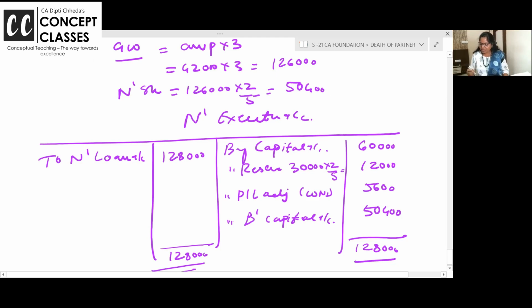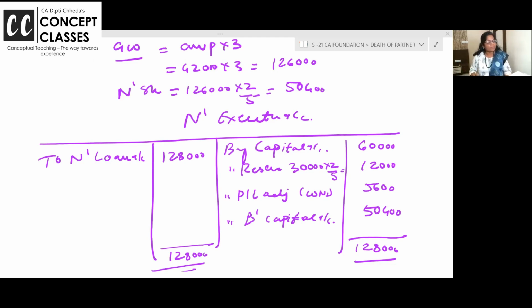N's executor's account is easy and very clear. Put some messages, are you all following or not? Death of the partner. First question was easy, but interest calculation was there. So now your mindset should be clear. Whenever they ask you deceased partner's executor's account, give him share of profit, give him reserves, give him goodwill, and what else we have given him? Share of profit, reserves, goodwill, yeah. Current account, capital account, whatever balances are there. Okay. Let us go to the next problem now.